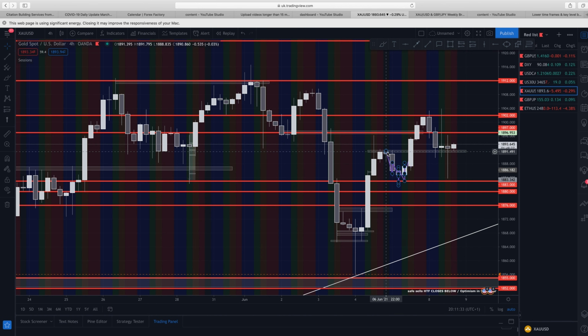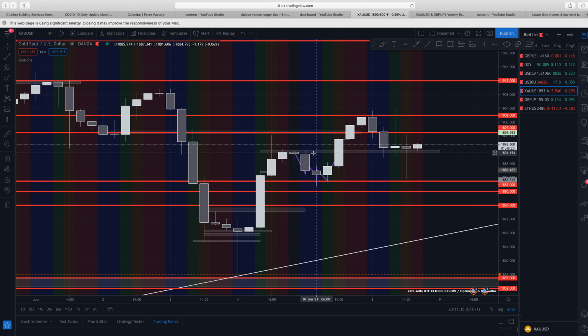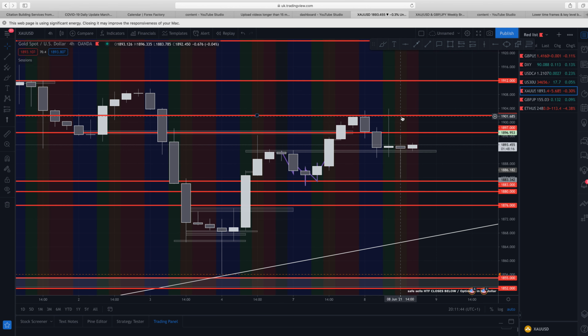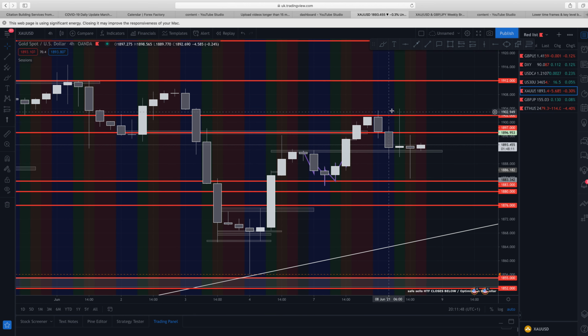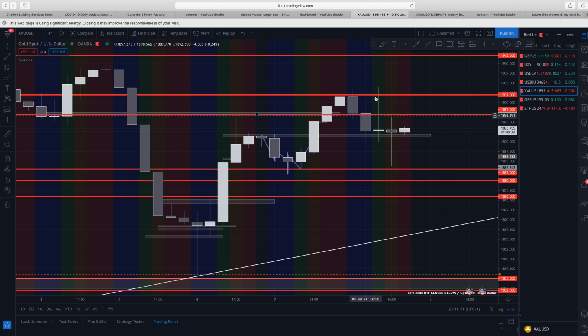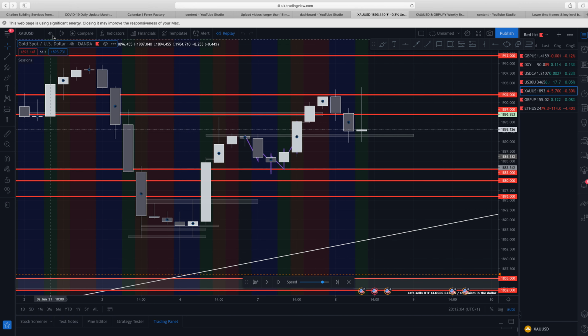As you can see, this 4-hour new support area was respected, and we did get that push up to the previous high. Obviously it failed to close above it and continue up to 1912 levels, but there was still a trade to be had out to the highs, and then obviously taking your profits once you're seeing rejections around there. So I'm going to go into the 1 minute and just break down the best way to take this trade.